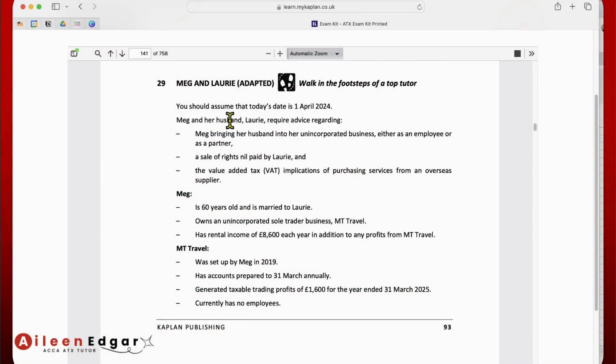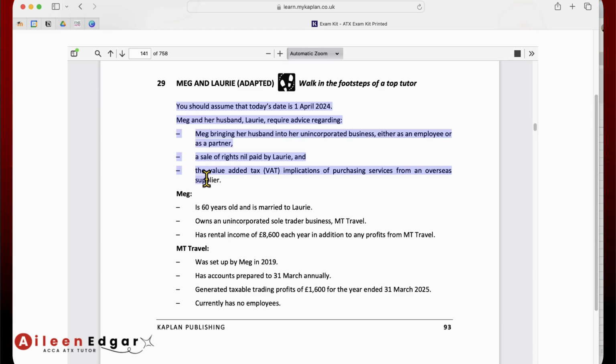The first bit of information you're going to see on the screen, if this was set up in the exam software, you'd probably just see this first bit of information down to about here. We would see that we are looking at a couple, Meg and her husband Laurie, and they're going to be looking for advice on bringing the husband into the business either as an employee or indeed as a partner. A sale of rights nil paid by Laurie, and then the VAT implications of buying in services from an overseas supplier.